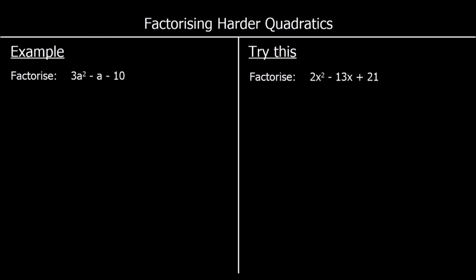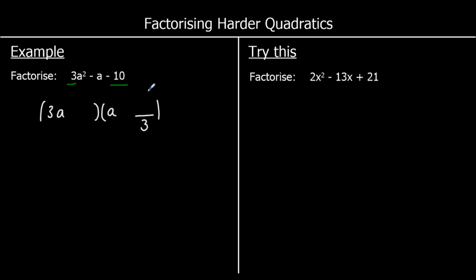Okay, we've got another example. This time we're doing the same thing. We've just got some negatives in the question as well. So we've got 3a squared. So that's going to be 3a times a. And I'm going to put over 3 on one of the numbers because I'm going to multiply by 3. So I need to undo that. So we're going to do a times c.